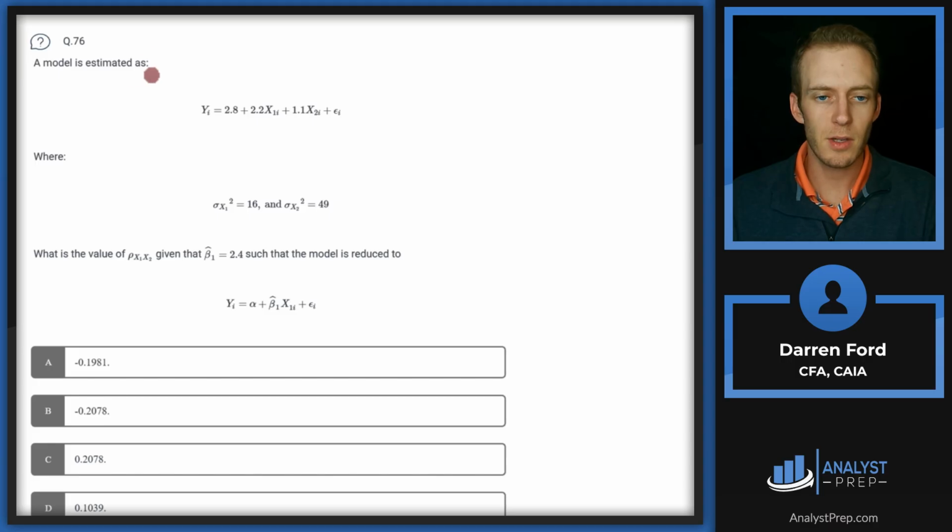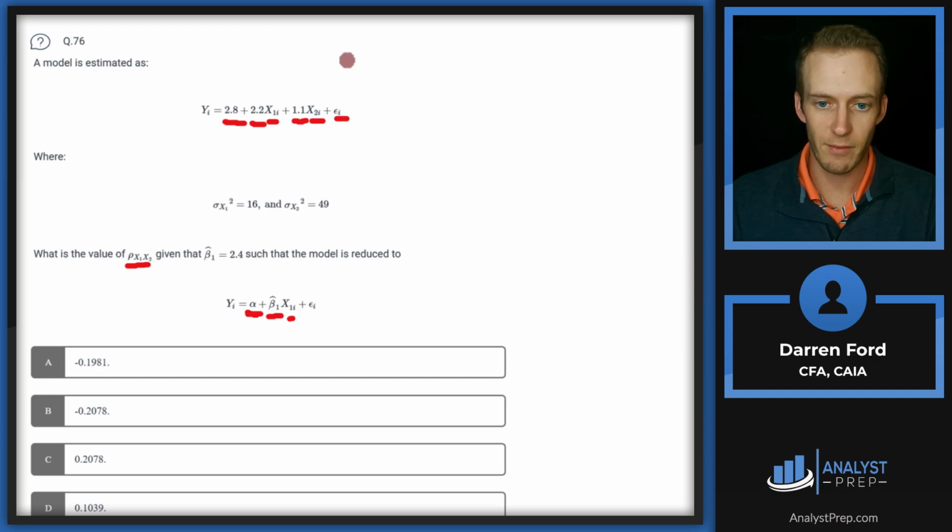Question 76. A model is estimated as, and we have our model here, where, and we have some numbers. I won't walk through all of them. We'll come back to them. And then the question is, what is the value of the correlation ρ(x1, x2), given that B hat 1 equals 2.4 such that the model is reduced to. So our original model, we have 2.8 as our intercept, and then we have 2.2 as our B1 hat, and then we have x1 right here. And then in this original model, we also have 1.1 times x2 plus the standard error.